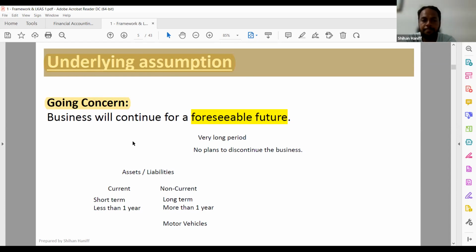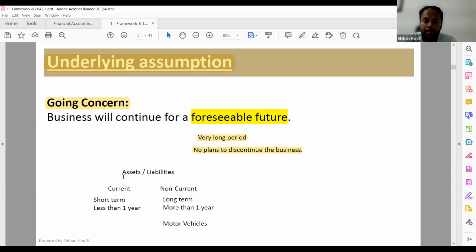Going concern. So what is going concern? We assume that the business will continue for a foreseeable future. We are not going to liquidate or close down the business. Foreseeable future means very long period. No plans to discontinue the business. We are planning to continue the business for a long time.